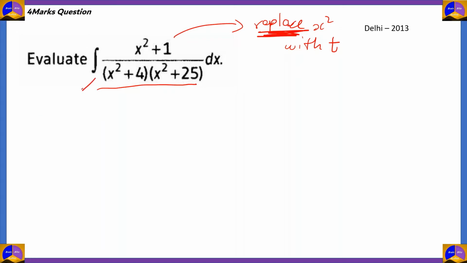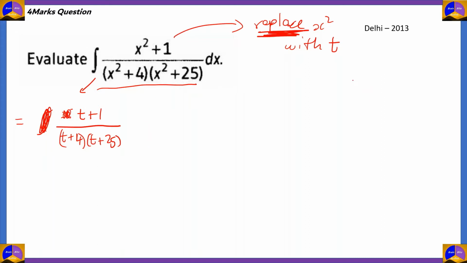So this huge integral now becomes, instead of x squared, we write t. So (t plus 1) divided by (t plus 4) times (t plus 25). Right now we can just discard the integration sign because we're just looking at the value inside the integral. So (x squared plus 1) by (x squared plus 4) times (x squared plus 25) will be equal to (t plus 1) divided by (t plus 4) times (t plus 25).